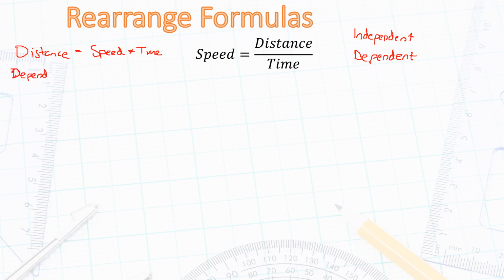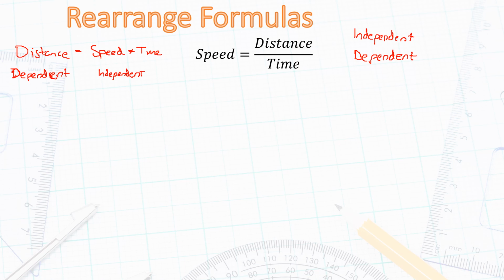So this one depends on how fast you're going. So speed would be independent, and time as well would be another independent variable. As one changes, the other is going to respond. Your speed is the one you're in full control of, and that will dictate how long it takes you to cover the distance.